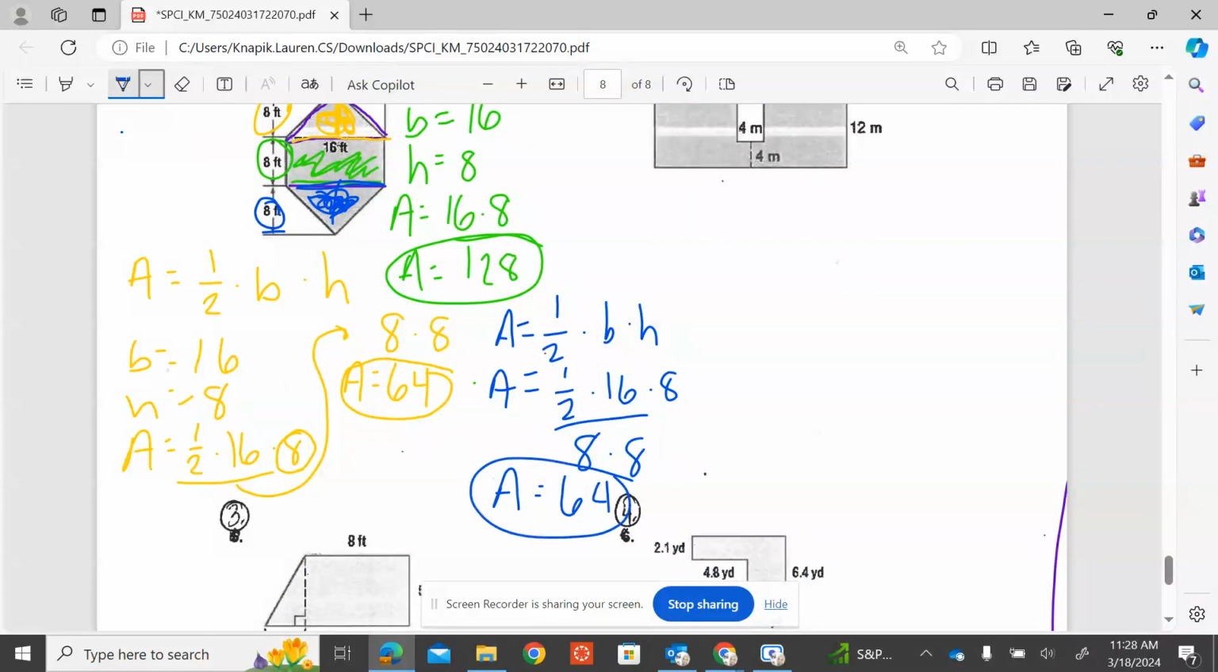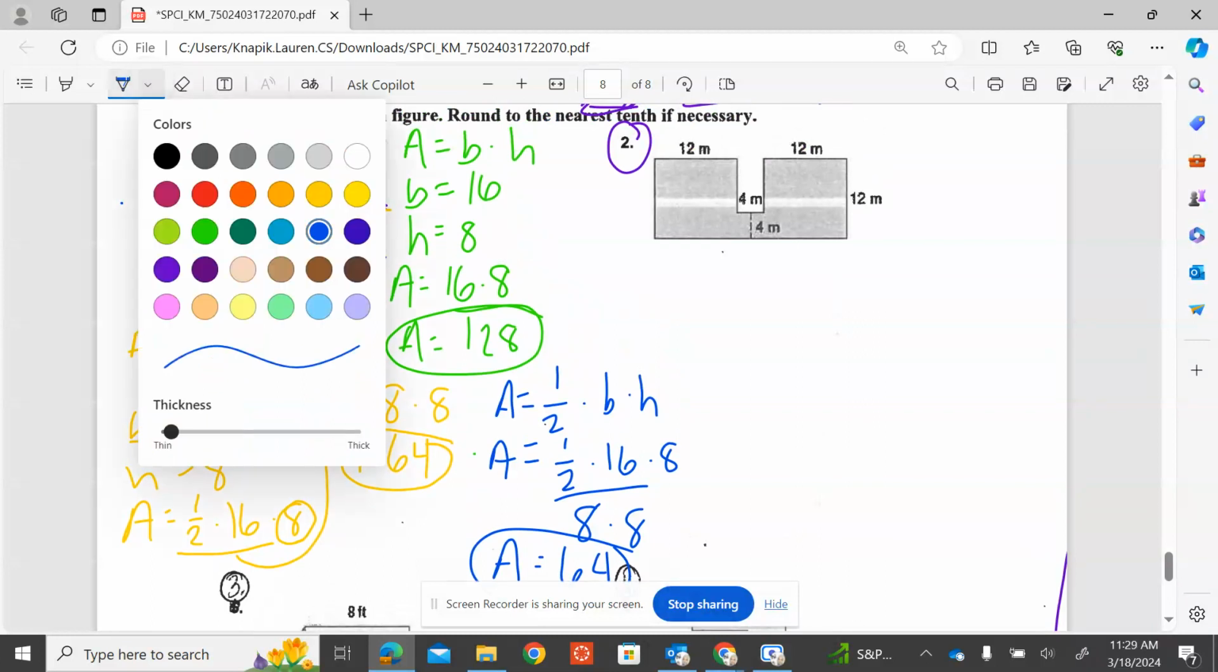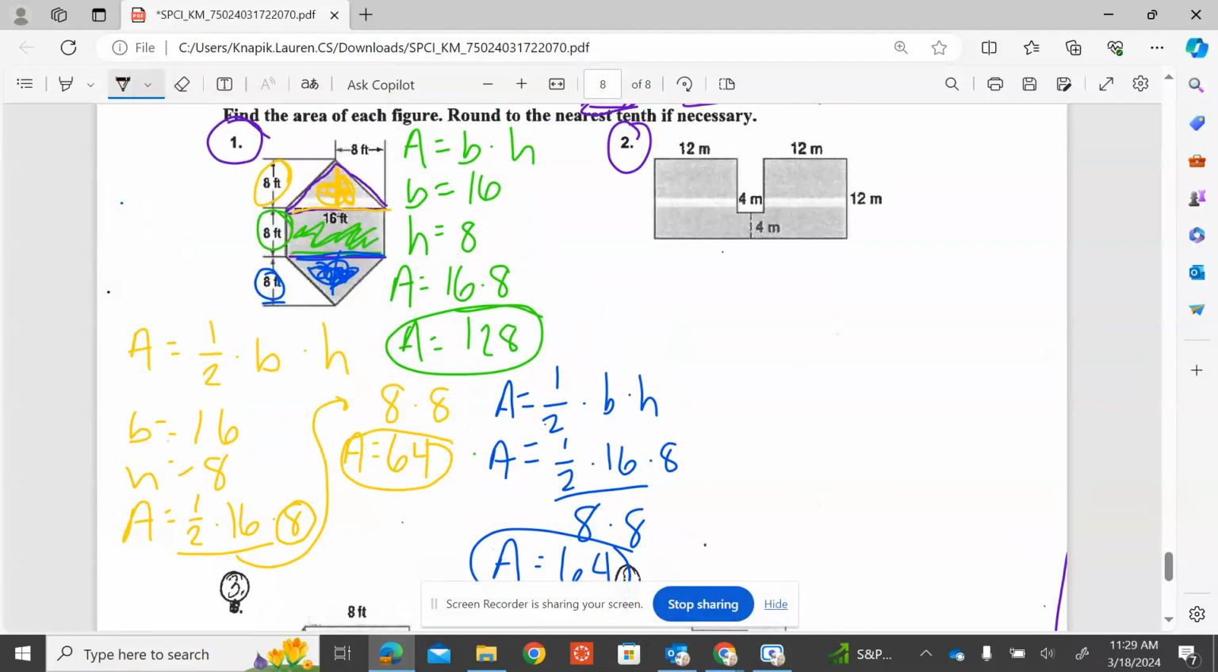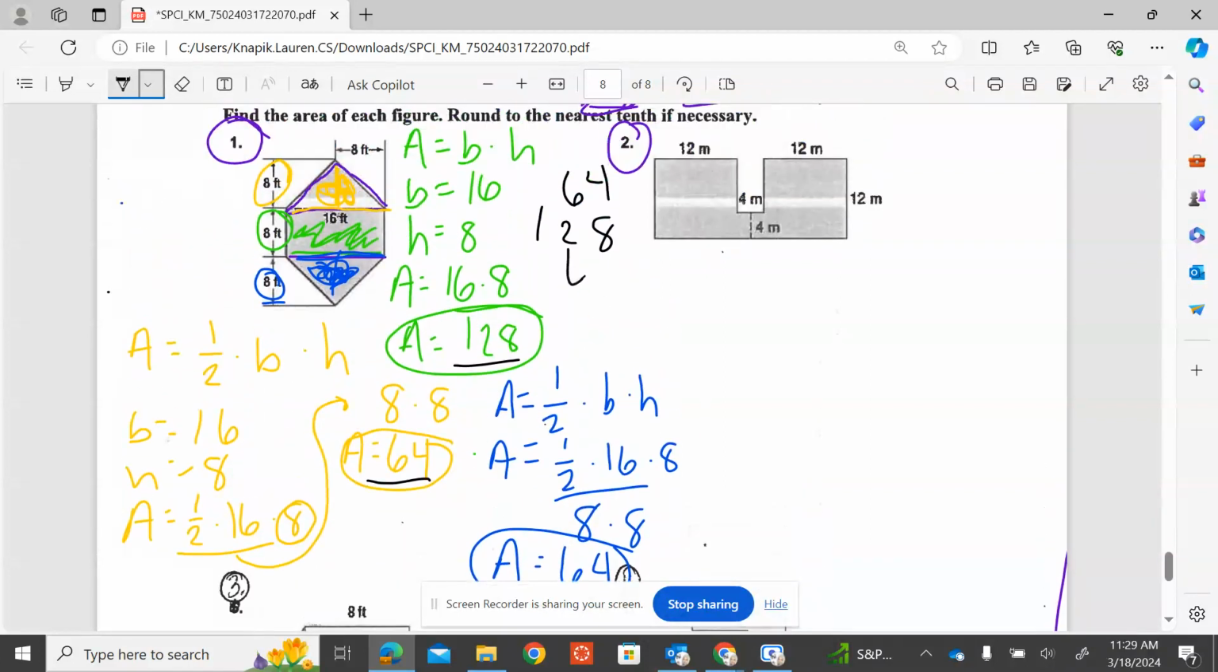Now we can go ahead and add up all 3 of our areas. So we are going to make it black. We're going to go ahead and add up 64 here, the 128, and the 64. Okay.